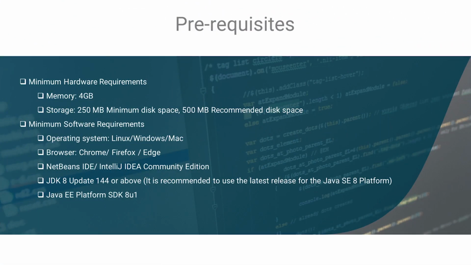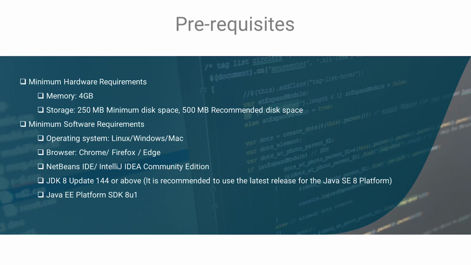There are a few prerequisites for this course. What are they? As minimum hardware requirements, it's good to have around 4 GB of memory in your computer, or at least 2 GB for the Windows platform and 1 GB for non-Windows platforms. Storage of 250 MB minimum, but it's recommended to have around 500 MB free disk space on your computer as well.